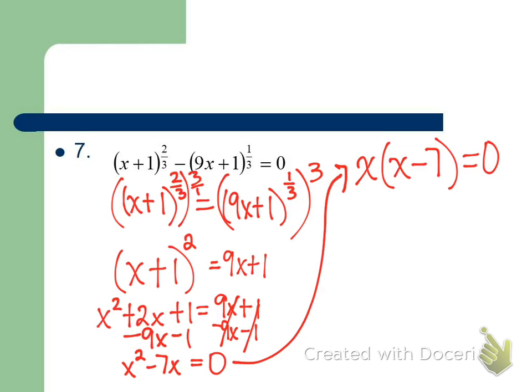Now, when we were solving these last semester, this is a part that some people were not so great about remembering what to do. If it's a quadratic, we should have 2 answers. 2 different things need to get set equal to 0. What are they? X equals 0 and then x minus 7. Good. X equals 0 and x minus 7 equals 0.